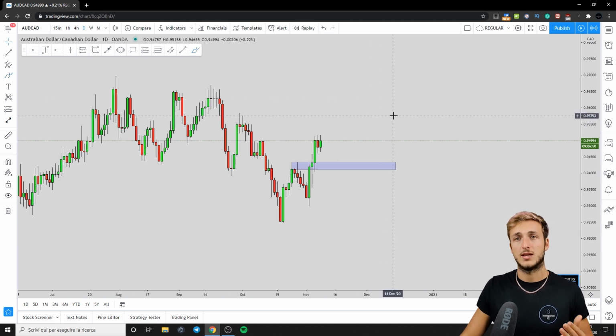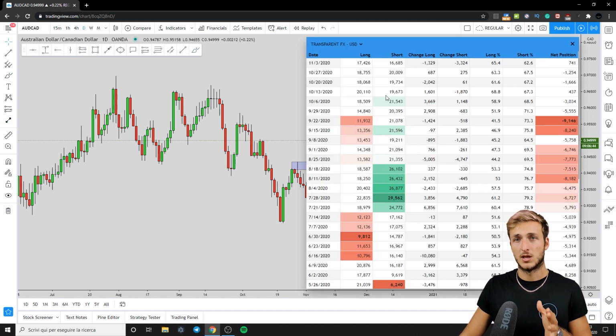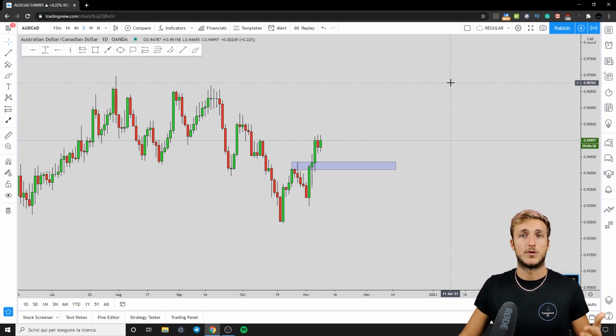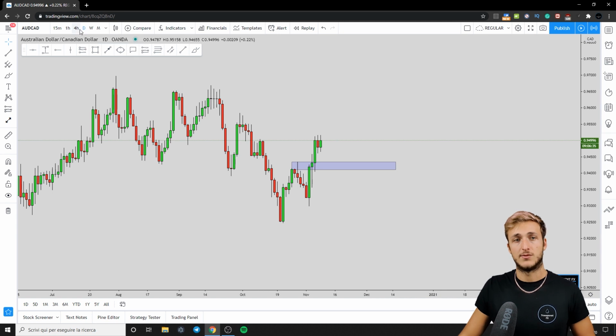Why? Because trading is reactive, not predictive. And the monthly, weekly, and daily timeframes combined with the COT data are the best timeframes when it comes to the directional aspect of the market. But the best timeframe when it comes to confirmations and entries is the 4-hour time frame.